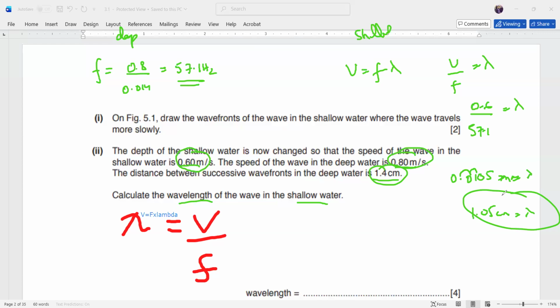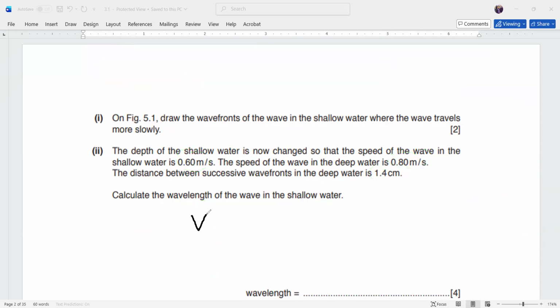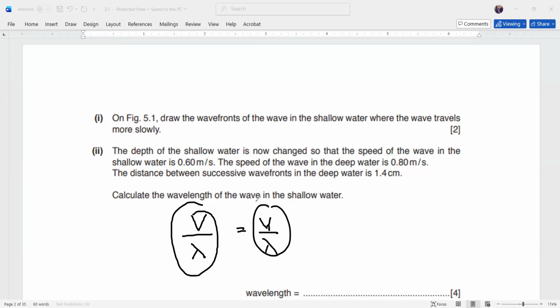That is the wavelength. Look, whenever you see a 4-mark question, it means two formulas should be used. There's also a direct method. Whenever we talk about deep and shallow water, we can also use this formula: speed in deep water divided by wavelength in deep water equals speed in shallow water divided by wavelength in shallow water. Because the ratio between speed and wavelength is frequency, and frequency in deep and shallow will be the same.